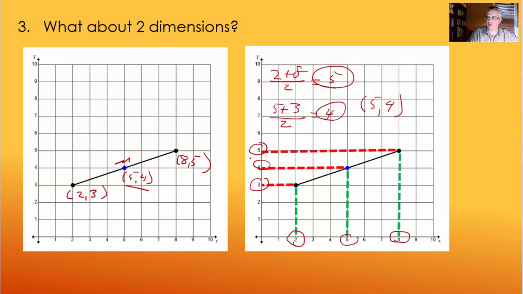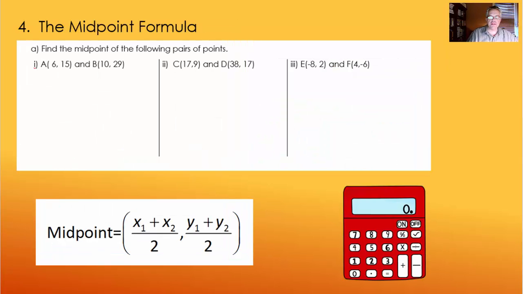So we get that the midpoint should be located at (5, 4), which is what we said it should be. All right, so what this diagram illustrates is that the x-coordinate of the midpoint is the average of the x-coordinates of the endpoints, and the y-coordinate is the average of the y-coordinates. All right, so that's what the midpoint formula says.